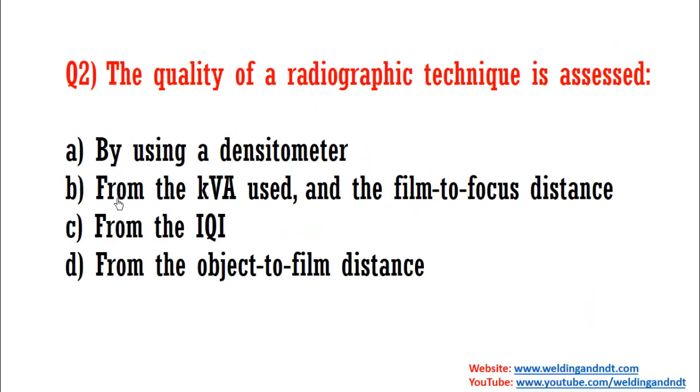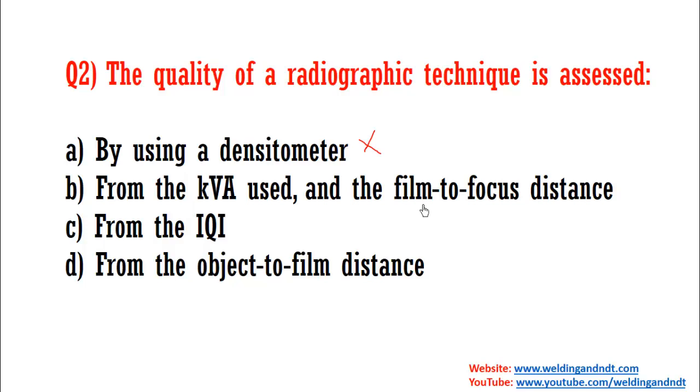Now the second question: how do you assess the quality of a radiography technique? Option A is by using a densitometer. Option B is from the kVA used and the film to focus distance. Option C is from the IQI. IQI is image quality indicator. And option D is from the object to film distance. Friends, the densitometer is used to check the density of the radiographic film, so this is not used for checking the quality of the radiography technique.